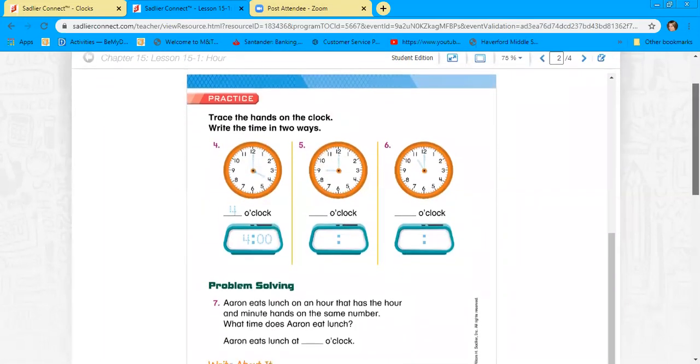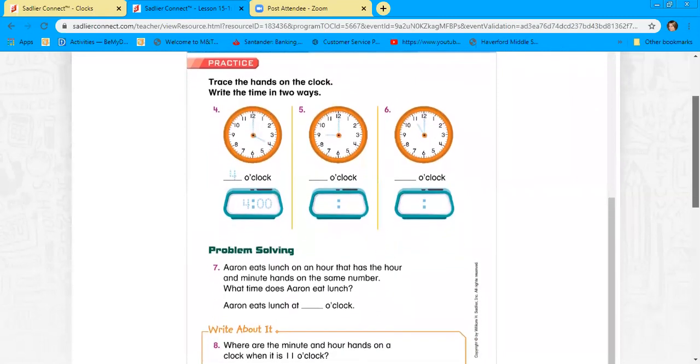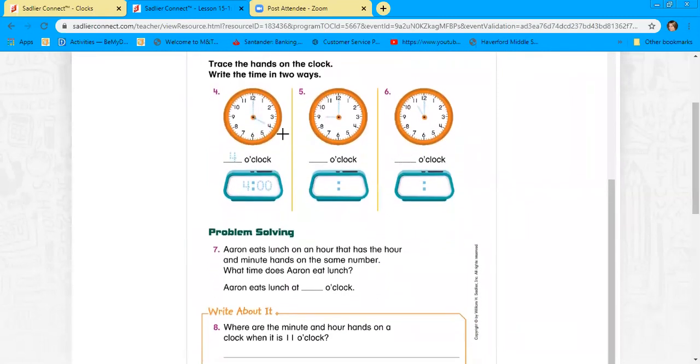So if you're looking at page 564 with me, I want you to notice these hands, and I want you to trace these hands in your book. And I want you to notice that my minute hand, when I trace it, I want to make it long enough that it goes all the way up and kind of touches that 12. I need to know that that's the longer hand.